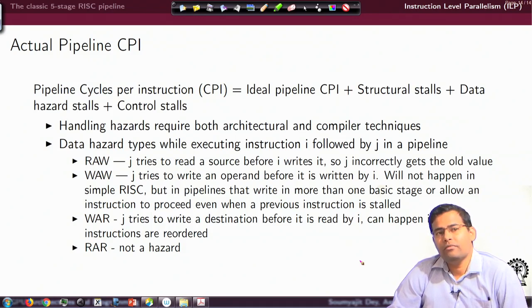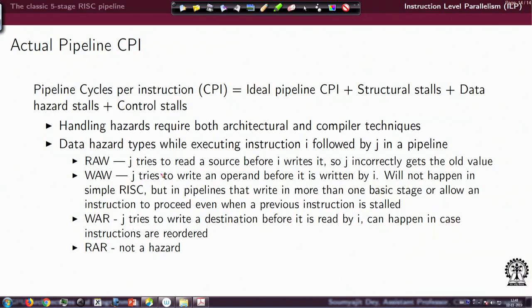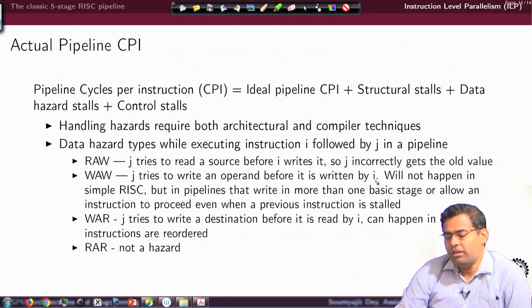Similarly, there can be write after write. I am always considering that I executes followed by j's execution. Earlier, j was going to read from a source before I writes the source. Now, let us consider the case where I is going to write something and j is also going to write something. Now, j tries to write an operand before it is written by I.